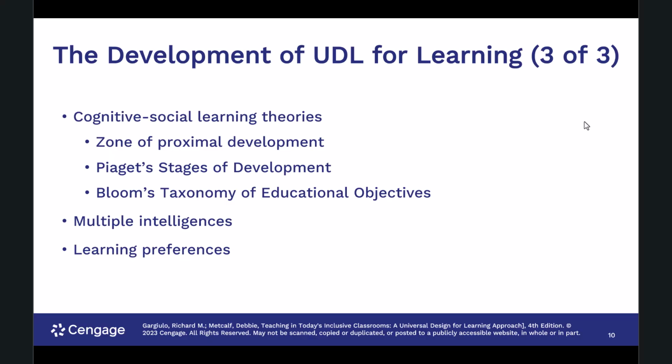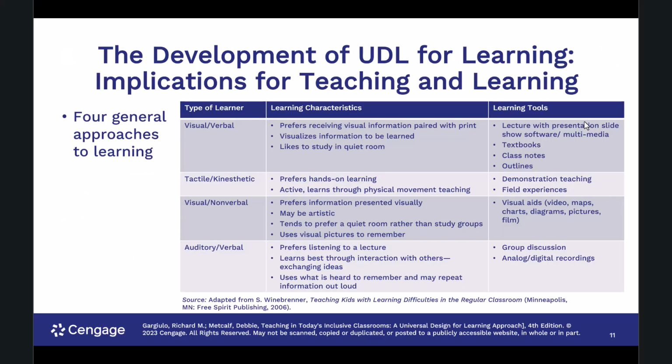So we have cognitive social learning theories, we have the zone of proximal development, we have Piaget's stages of development, we have Bloom's taxonomy of educational objectives. We have multiple intelligences, and then we have learning preferences. So when we look at different developments of teaching and learning, we have 4 general approaches. We have visual or verbal, and those characteristics, they prefer to receive visual information paired with print.